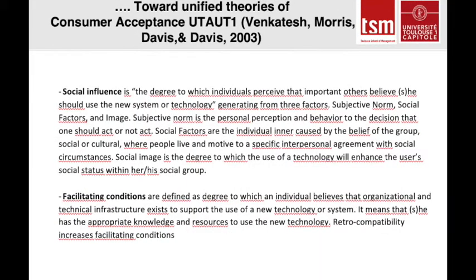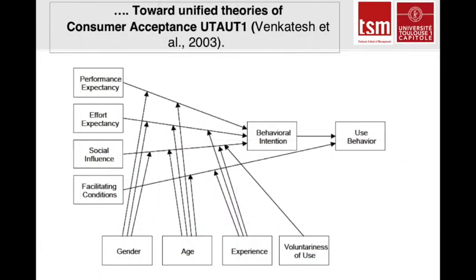Social influence is the degree to which individuals perceive important that others believe they should use a new technology due to social norms, image, and pressure. Social image is the degree to which the use of technologies will enhance the user's social status within his or her social group. And finally, facilitating conditions are defined as the degree to which an individual believes that he has the appropriate knowledge and resources to use the new technology. Retrocompatibility increases facilitating conditions. In the UTAUT1 model, gender, age, experience, and voluntariness of use are posited to moderate the impact of the 4 key constructs on usage, intention, and behavior.